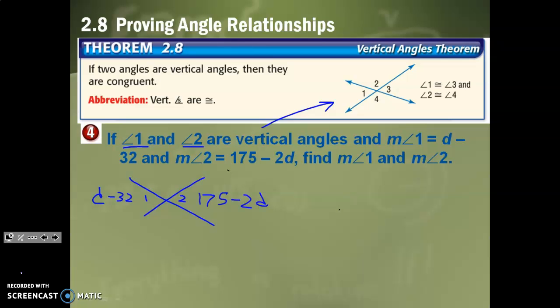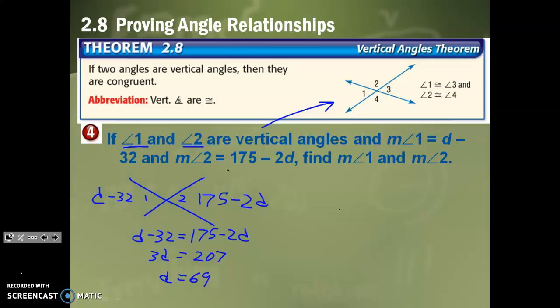Again, what do we know? We know they're congruent to each other. If they're congruent to each other, their measurements have to be equal to each other. So I can set them equal to each other. Move my 32 over here to the right, so I get 207. And add 2D over here, I get 3D. And when I divide by 3, D equals 69, so that helps me find my angles.